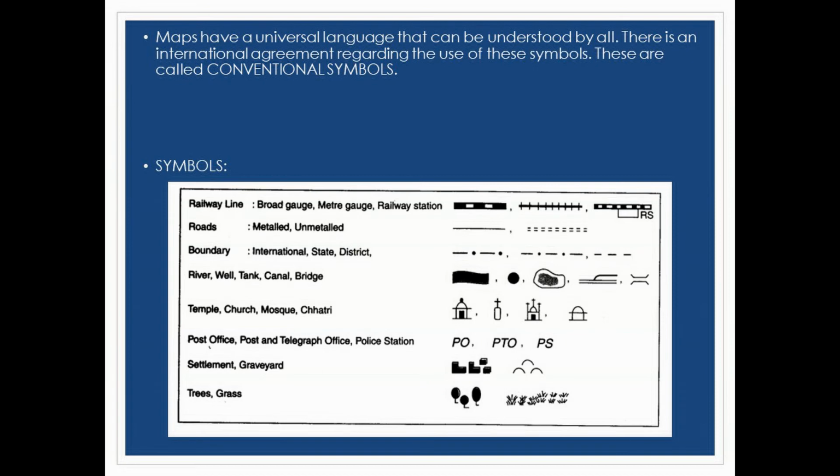Even if you don't know the language of an area and therefore cannot ask someone for directions, you can collect information from maps with the help of these symbols. Maps have a universal language that can be understood by all. There is an international agreement regarding the use of these symbols. These are called conventional symbols. Some of the conventional symbols are shown in the figure also.